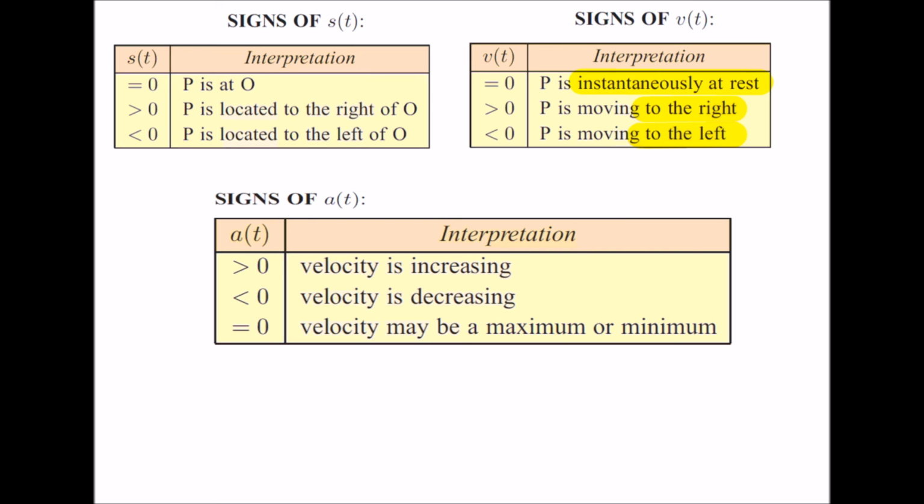Also, if we look at the interpretation of the sign of a of t, the sign of the acceleration function, if the acceleration is greater than 0, that means the velocity is increasing. If the acceleration is less than 0, negative, that means the velocity is decreasing. And if the acceleration is 0, that means the velocity is constant. And in this case, we say it's either a maximum velocity or a minimum velocity. That velocity, it's not changing. It's constant.